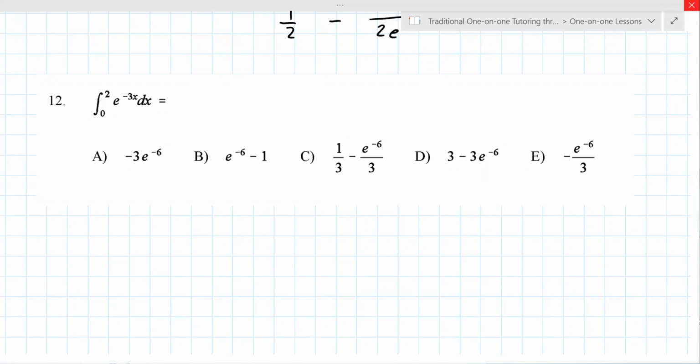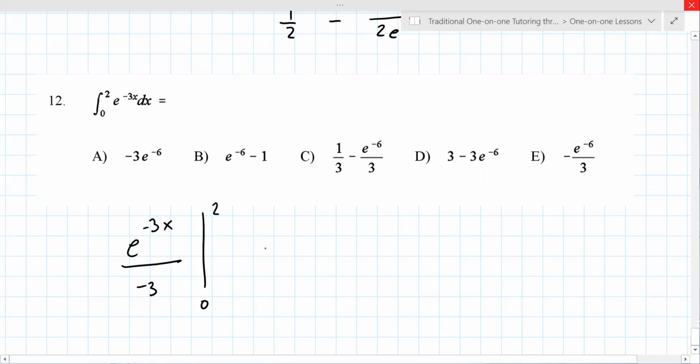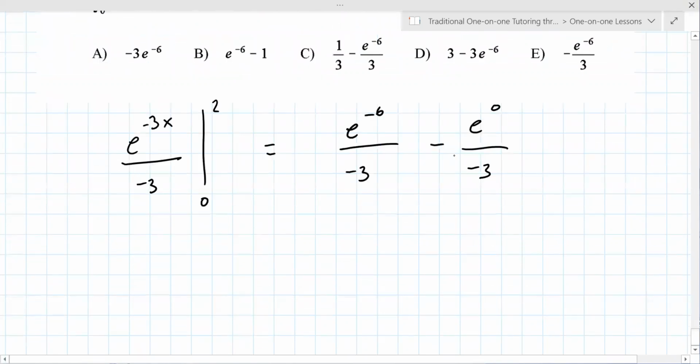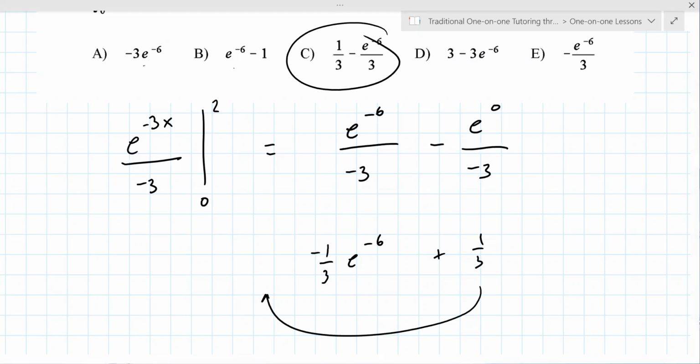Did you use a U substitution, or did you just use the special case rule? Yeah. Okay, evaluated from 0 to 2. So this gives you e to the minus 6 over minus 3 minus e to the 0. It's effectively 0 over minus 3. So what I see is these cancel, making plus. So this is plus 1/3, negative 1/3 e to the minus 6. So when you look at the answers, that's where you got to decide whether to change this or not, and then you just flip the order. So it looks like it is C there. Cool.